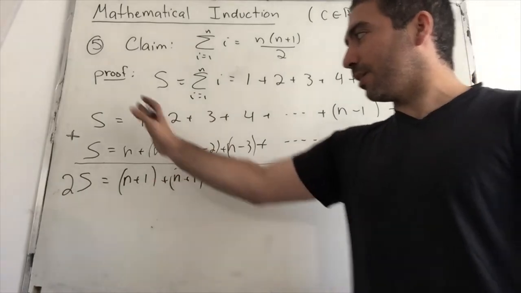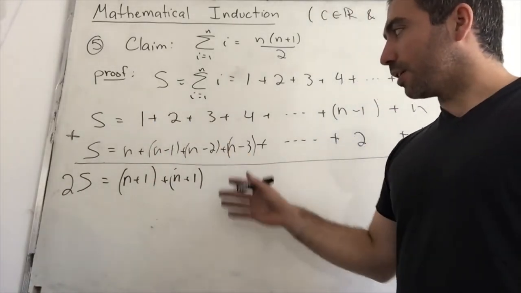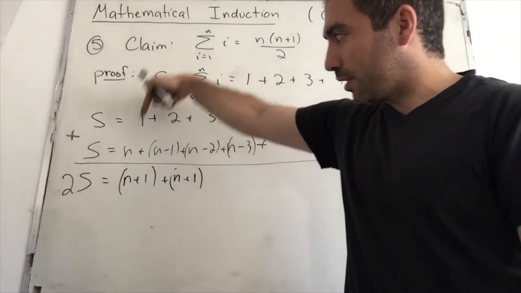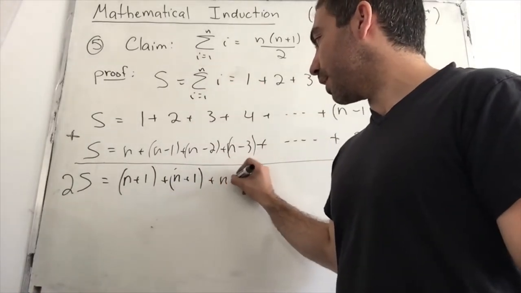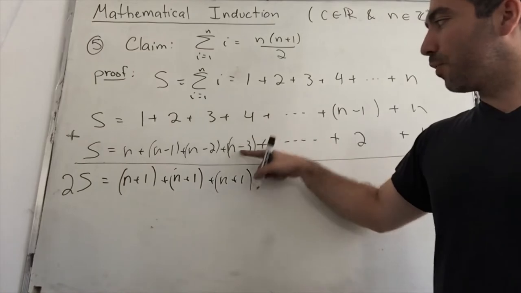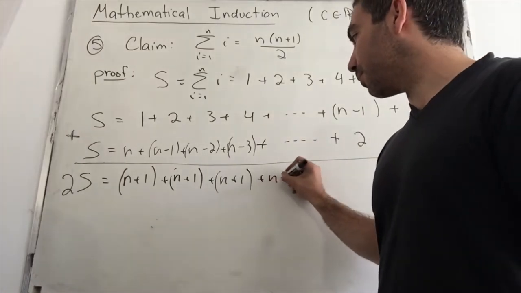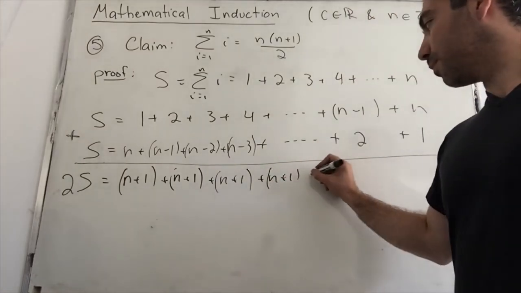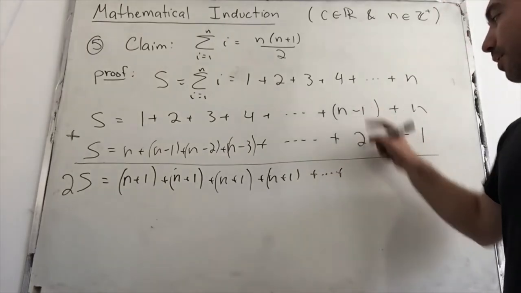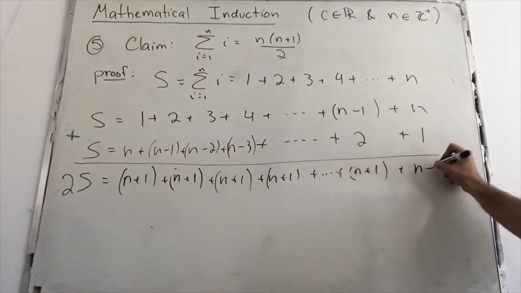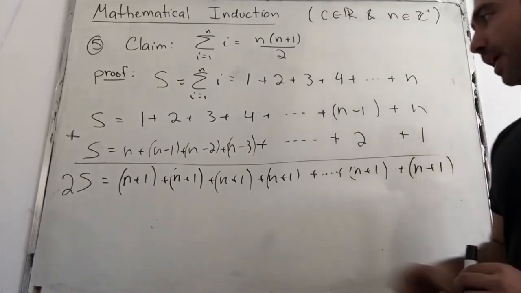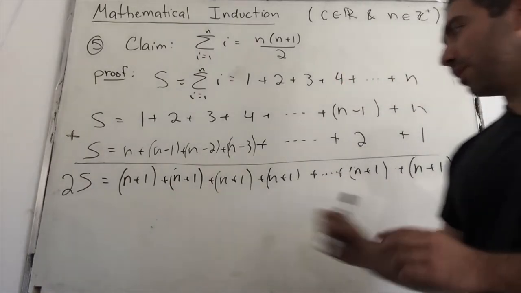I'm not writing it horizontally, but vertically, but you could just consider it this way. 3 plus n minus 2 is again n plus 1. You guys see the pattern. 4 plus n minus 3 is again n plus 1, plus dot dot dot. If we come towards the end here, it's again obviously n plus 1 and again n plus 1. Okay, and how many n plus 1s do we have? We have n of them.